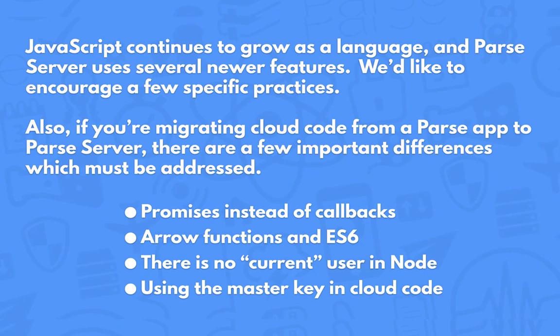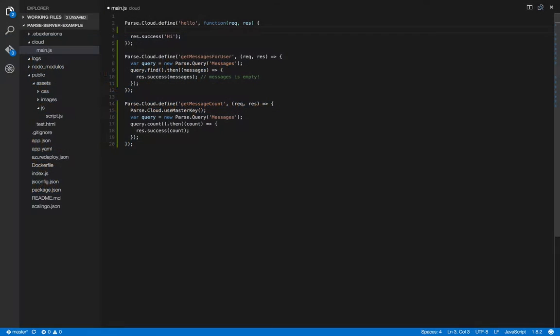Today we're going to cover some general tips on using JavaScript and Cloud Code on Parse Server. Let's get started. JavaScript is a constantly evolving language, and there are a few best practices we would like to encourage. Furthermore, there are a couple of changes you may need to make as you migrate your Cloud Code to Parse Server. So before I get started, I want to cover two quick tips that are going to help you write cleaner code when writing JavaScript for Parse Server.